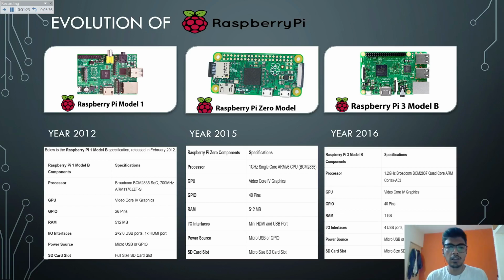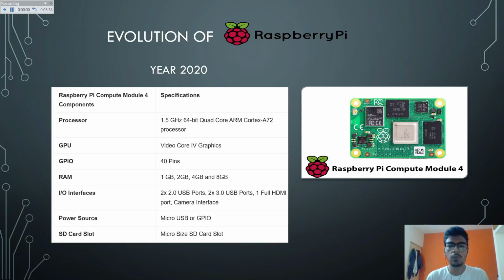And the next generation, which we currently use the most, is the Raspberry Pi Compute Module 4, and it has a 1.5 gigahertz 64-bit quad-core ARM-based processor with 1, 2, 4, or 8 GB of RAM specifications, and a lot of different specifications which are not mentioned here, but once you have it in your palm, you just feel the difference.